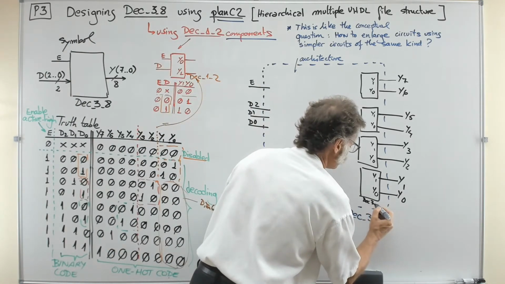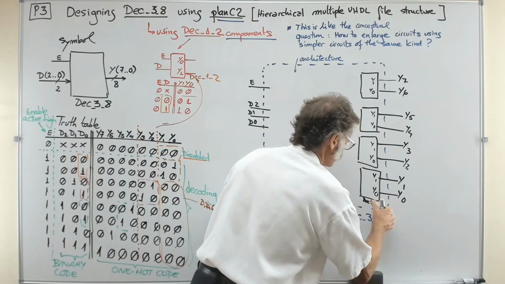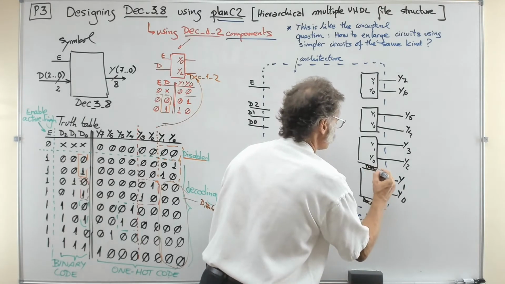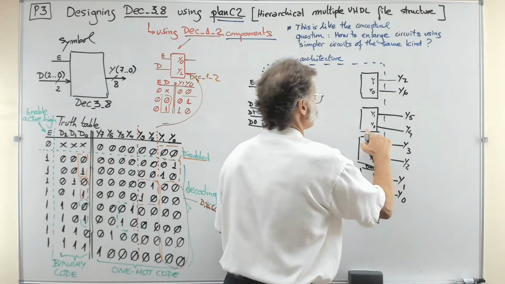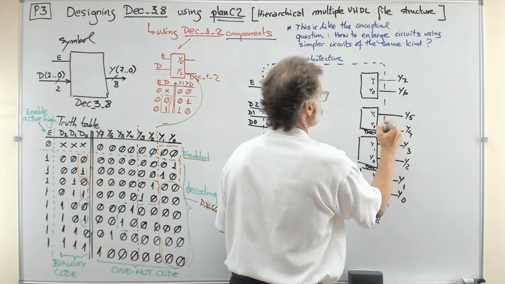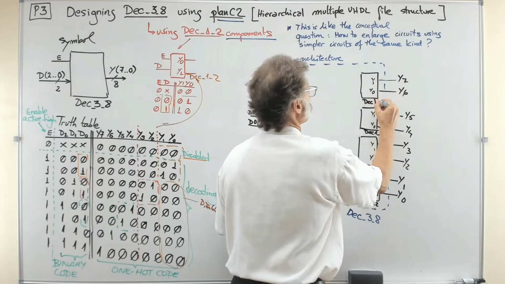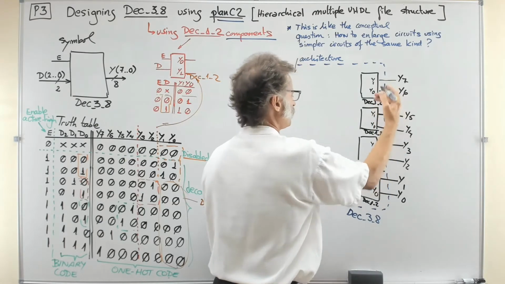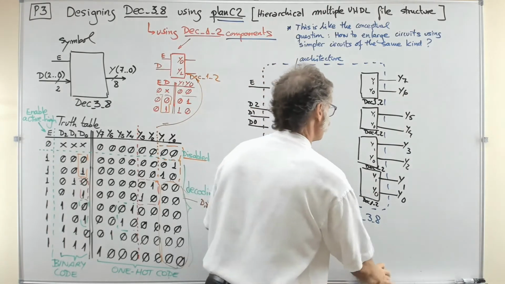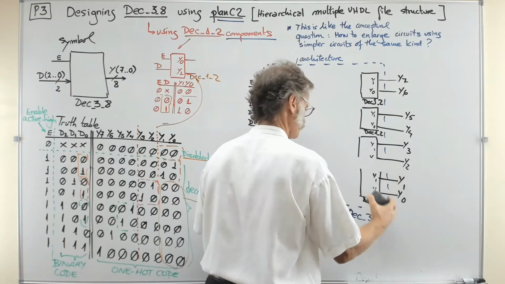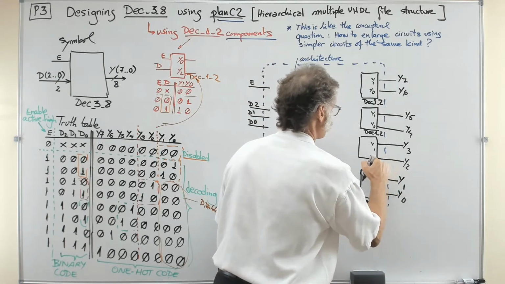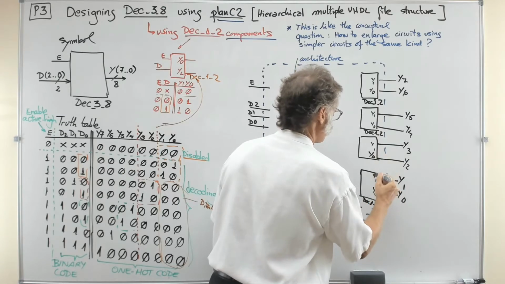Decoder 1 to 2. Another one, decoder 1 to 2. So this is another one. Decoder 1 to 2. Decoder 1 to 2. So you have 4 of them. And what? Well, let me do that better, because there is no way you can do that better. This is Y0, Y1, very well.